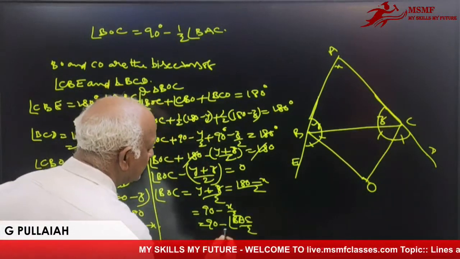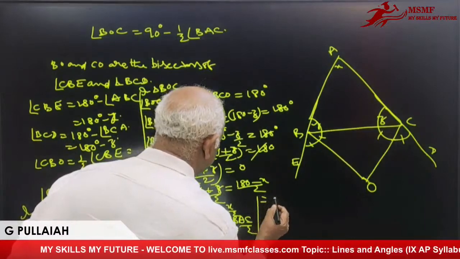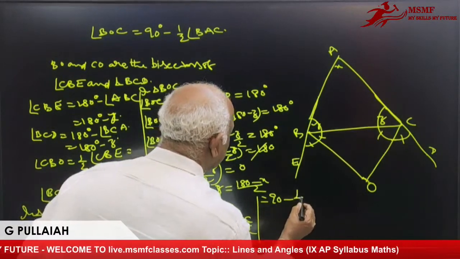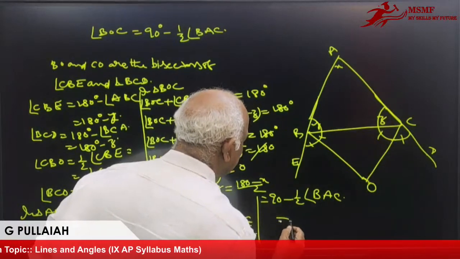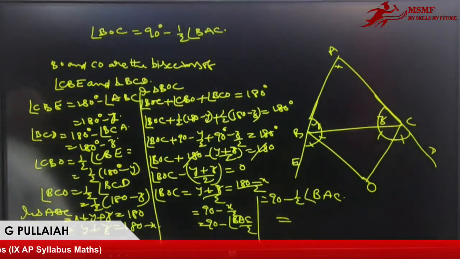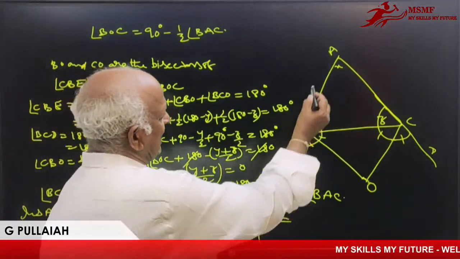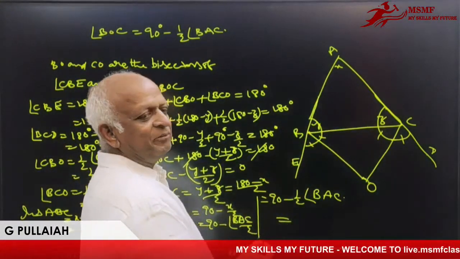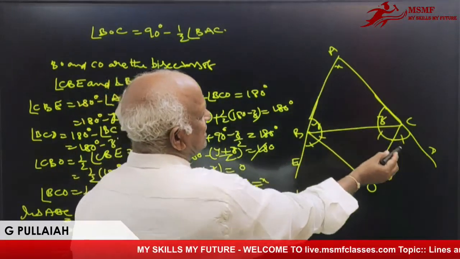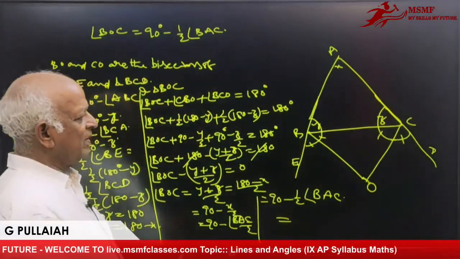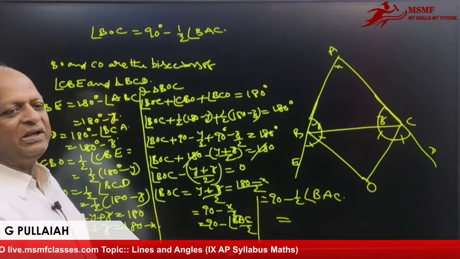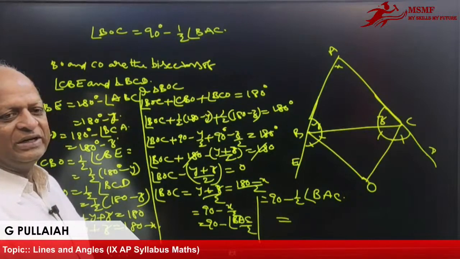By 2. Or we can also write this as 90 minus half of angle BAC. So think very carefully. Here AB is extended to BE and AC is extended to CD. So two exterior angles are formed, that is angle CBE and angle BCD.